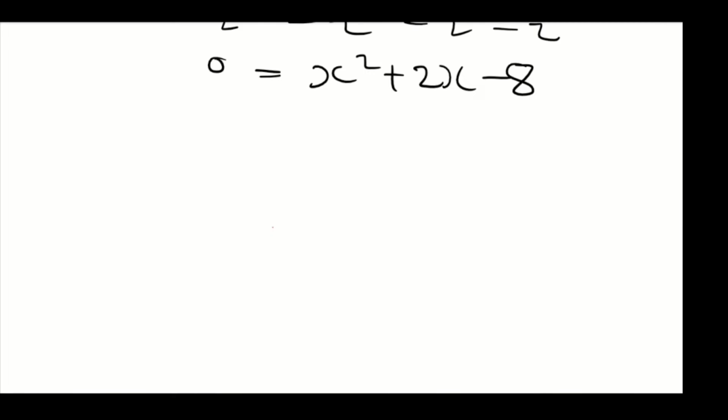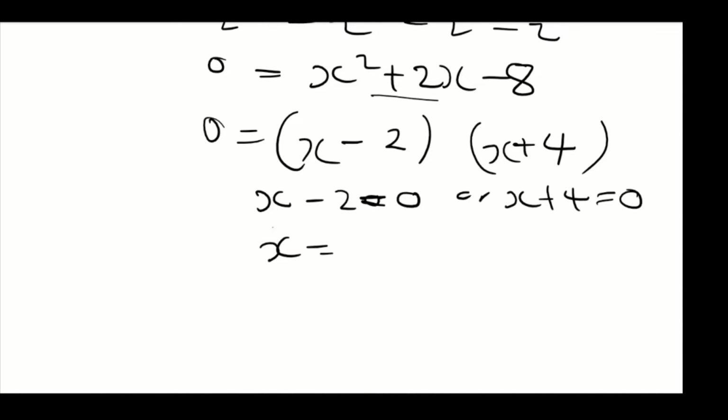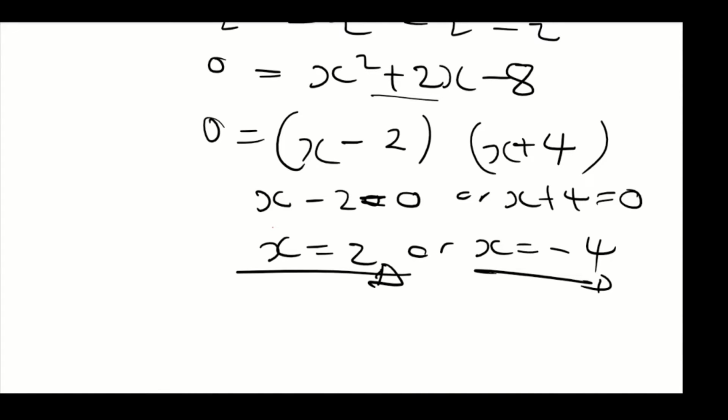So we factorize this expression here, so it's going to be x and x. We use 4 and 2. The middle term is positive, which means the larger term will be positive and the other term will be negative. So x minus 2 equals 0, or x plus 4 equals 0. So x equals 2, or x equals minus 4. So these are your x-intercepts of f.